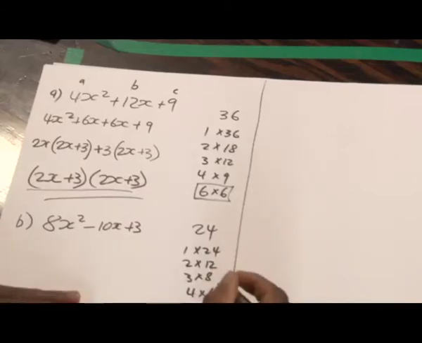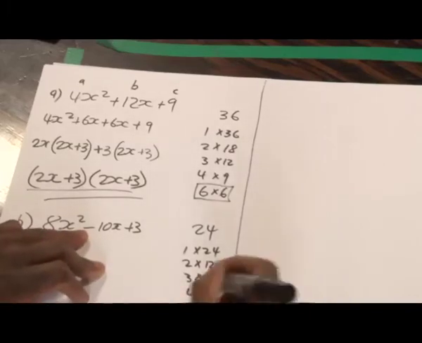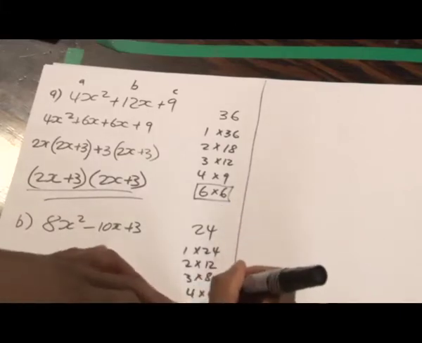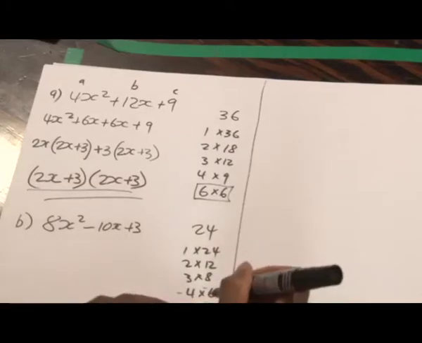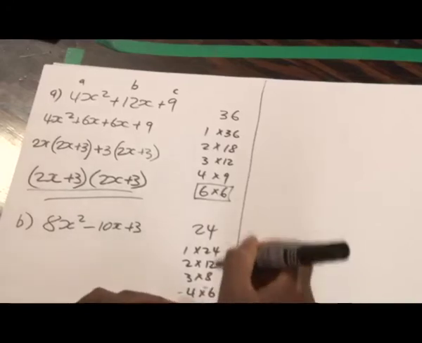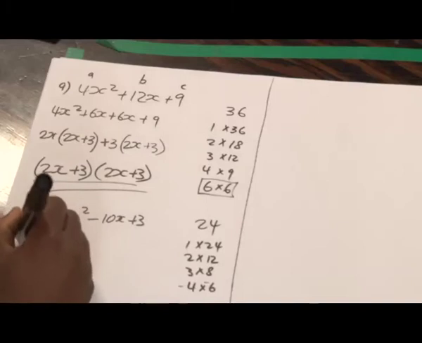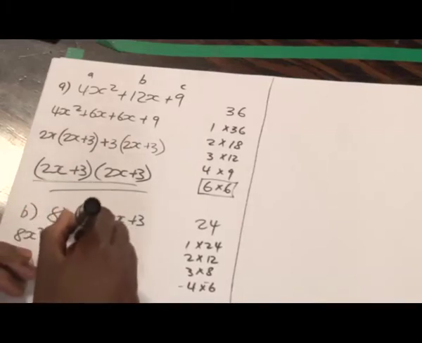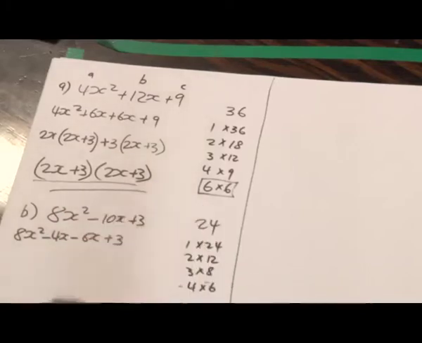Alright, then you look at which two, when you add or subtract, give you negative 10. 4 times 6 gives you 24. But 4 plus 6 won't give you negative 10, unless both of these become negatives. Negative 4, negative 6. Negative 4 plus negative 6 gives you negative 10. Negative 4 times negative 6 gives you positive 24. Then those are the numbers we are dealing with. We have 8x squared minus 4x minus 6x plus 3.